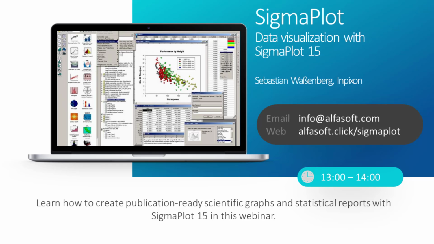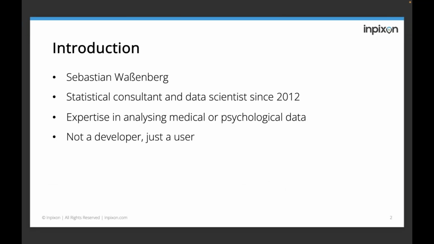As Dorian already mentioned, my name is Sebastian Wassenberg. I'm a statistical consultant, a data scientist since 2012. So I work with data over 10 years now, analyze them, sometimes fight with them, and of course, visualize and report the results. And I usually work with medical and psychological data. So that's why I will use some sample files from these fields. If you're more familiar with other fields, you might have more specific tests. I think some of them you will also find in SigmaPlot.